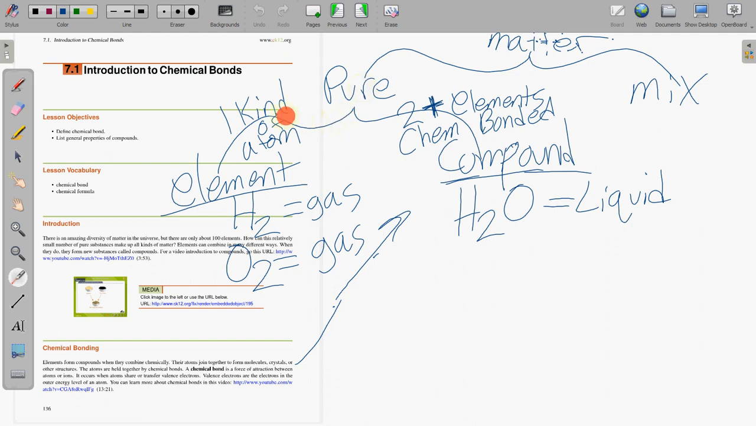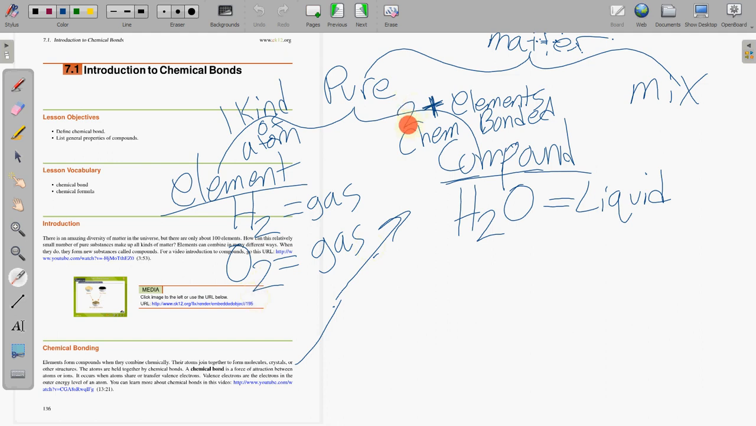Okay? So if that pure substance has one kind of atom, only one kind of atom, then it's an element. So elements have one kind of atom. Okay? So we have hydrogen or H2, that's hydrogen, that's gas. Okay, oxygen or O2 is a gas. All right, so these are elements. There are 118 elements that we know of.